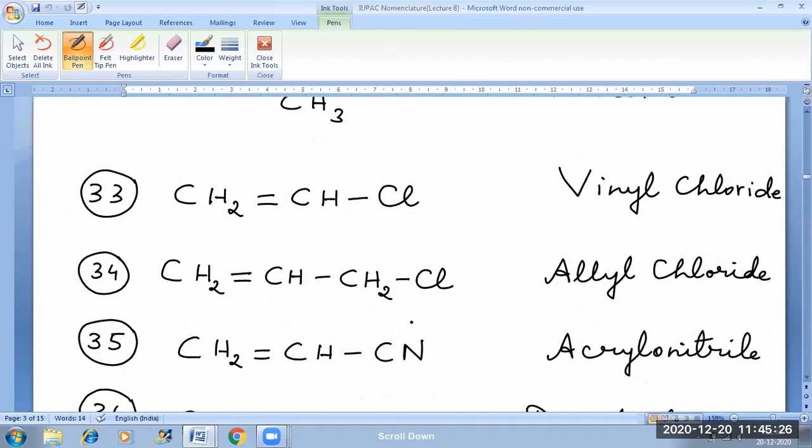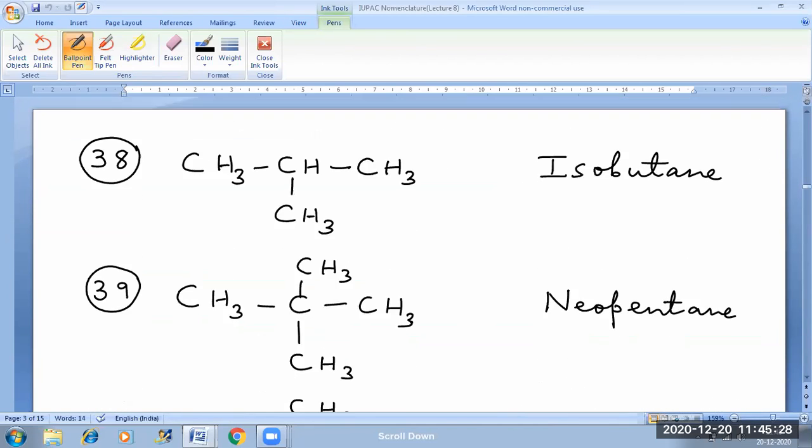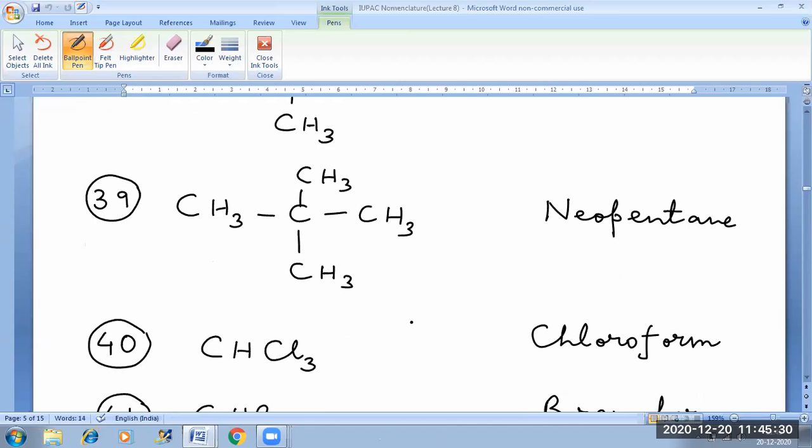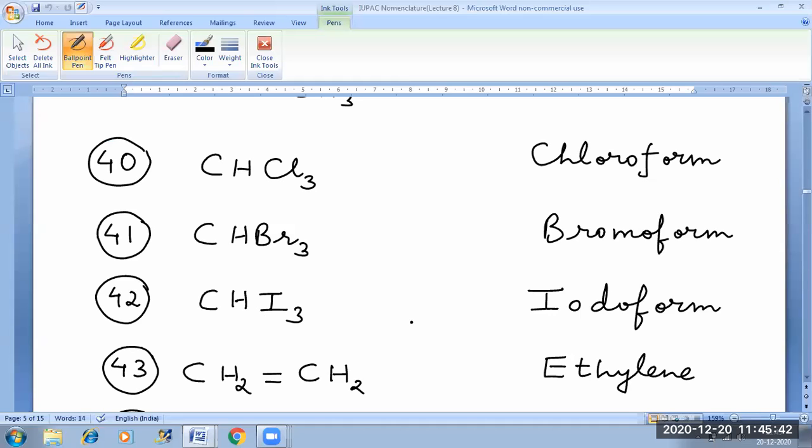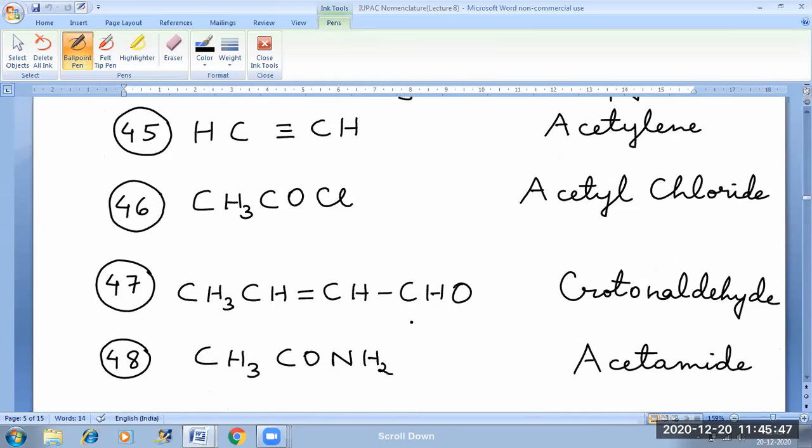These all are very much important because, as I said, in questions, sometimes they give you the common names. They will not give you the IUPAC name in the question. Sometimes they may give you the common name in the question, and they may ask you to write the IUPAC name for that compound. So if you don't know the common name, you will not be able to identify the compound. So these are the common names.